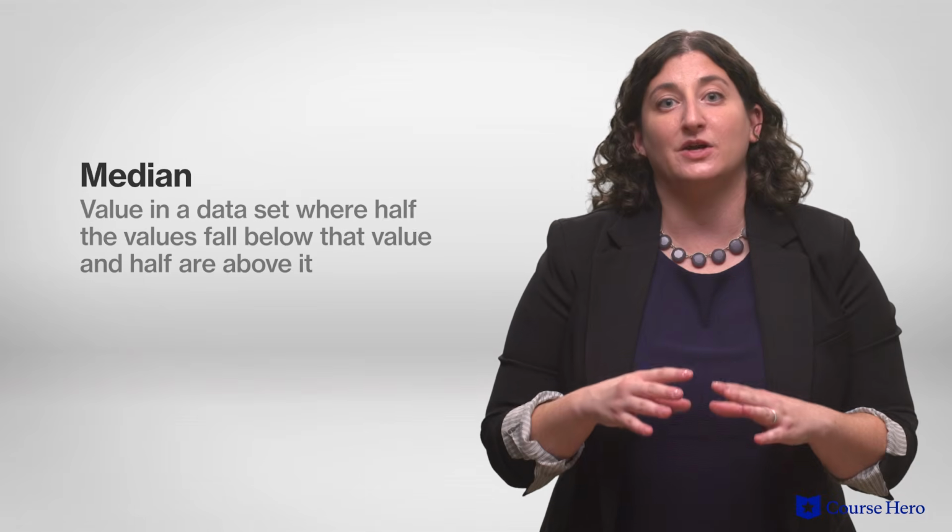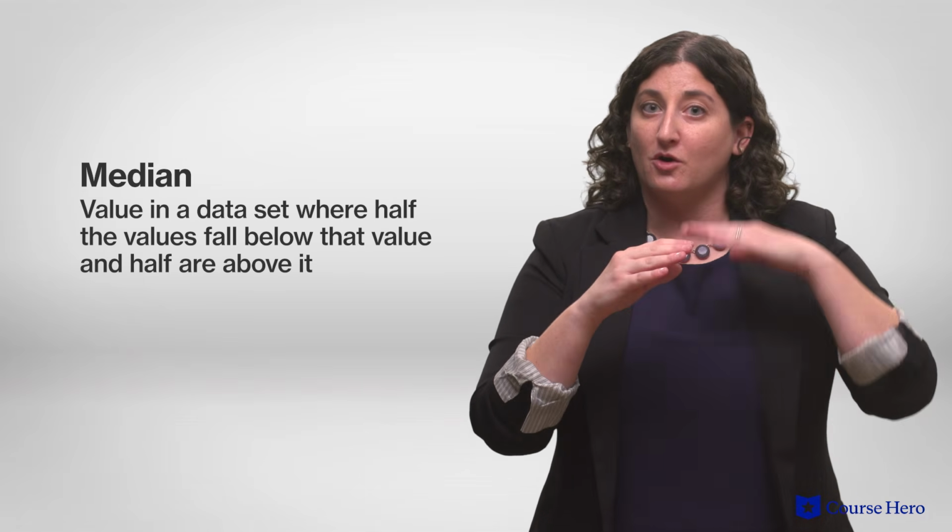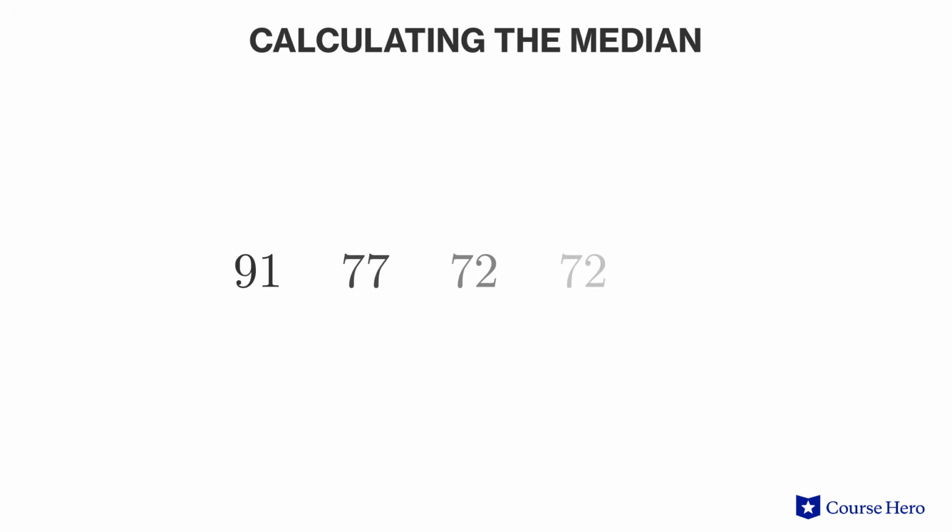The median is the value in the dataset where half of the values fall below that value and half of them are above it. To calculate the median, values need to be put in order from highest to lowest. In this dataset, the median is 72 because there are 2 exam scores below this number and 2 above it.